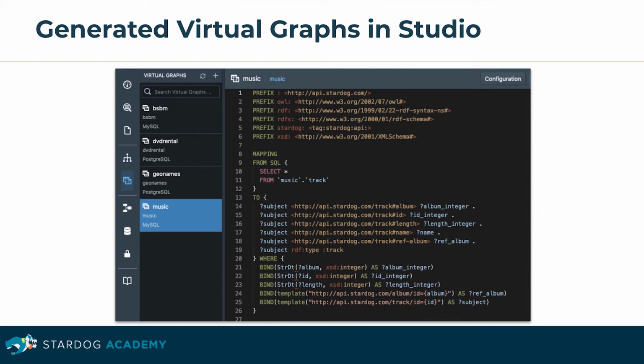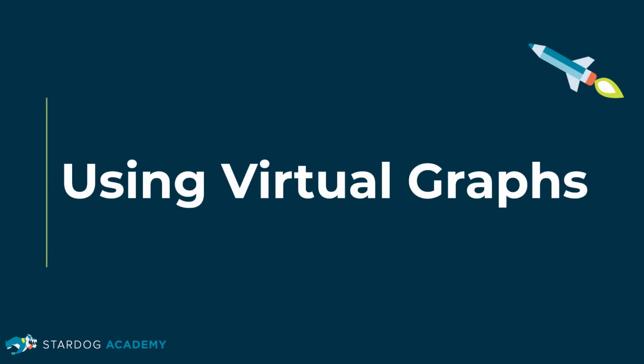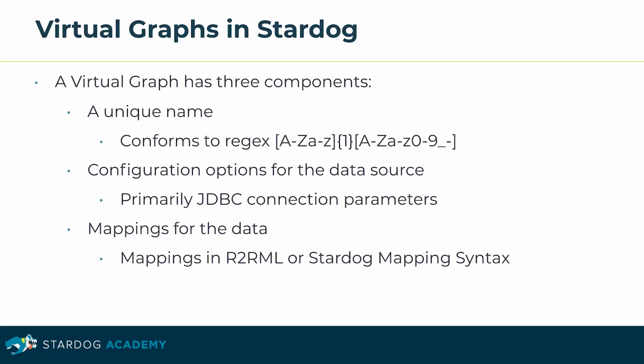This concludes the section on mappings. This section is about using virtual graphs. Now, a virtual graph in Stardog has the three components we've described: the unique name, the configuration options, and the mappings for the data.